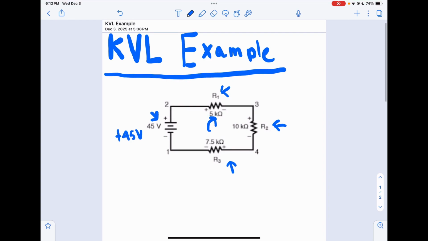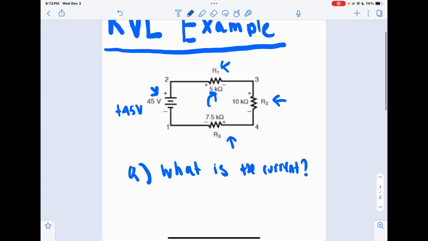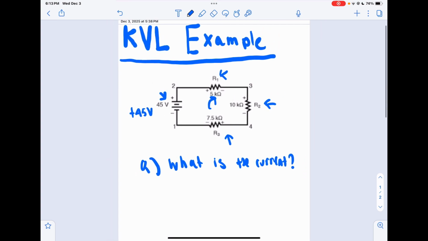In this problem, we will ask what the current is in the circuit. To solve this, we're going to need Ohm's law, I equals V over R, and Kirchhoff's voltage law, which is that the sum of delta V in any loop should equal 0.